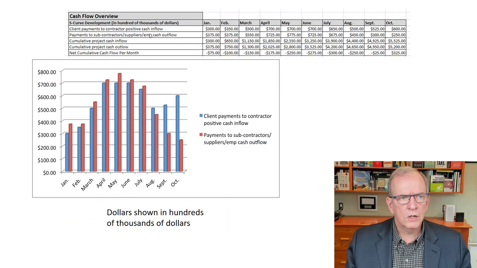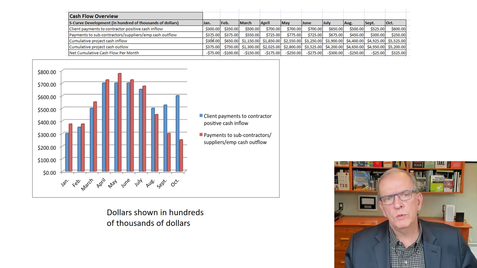So if we take a look, we've got cash flow laid out, and there's our January to end of October amounts. So when we started working in January and through that month, by the end of the month, client payments to the contractor were $300, and this would be in hundreds of thousands of dollars, so that'd be $300,000 coming in, and payments to the subcontractors, $375. So if you just look at these two lines, we had more money going out than was coming in.